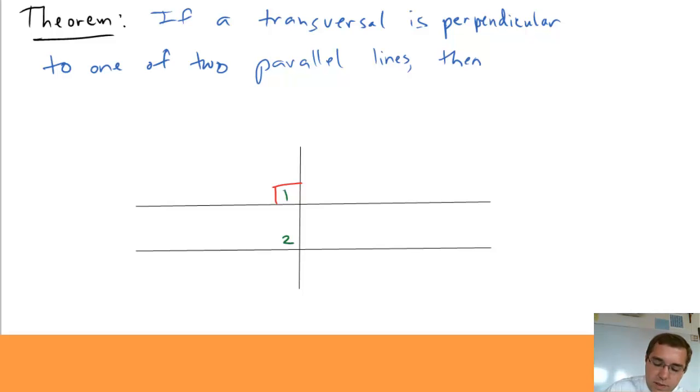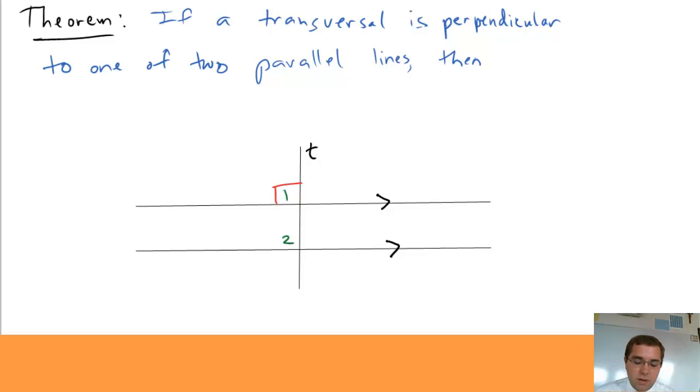so in the picture I've drawn, we have these two parallel lines, and then this transversal, which we can call line T, and it's perpendicular to the top line, as I've indicated with that red box. So angle 1 is a right angle. Then it certainly looks like it's perpendicular to the bottom line. Why would that be true?